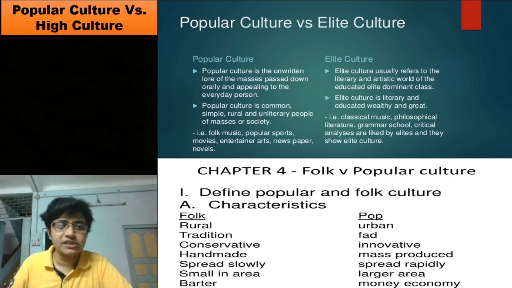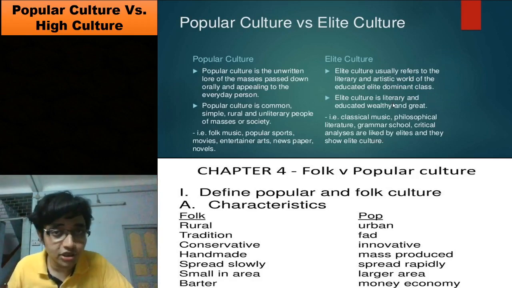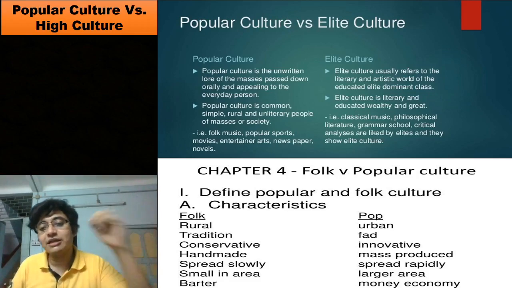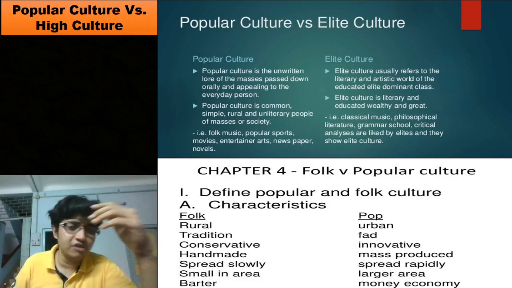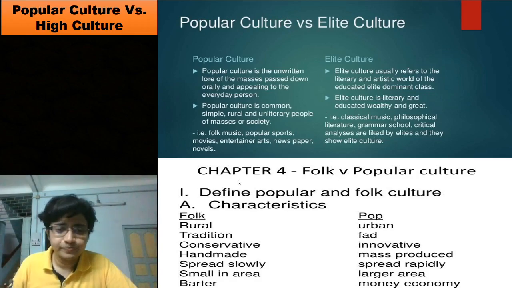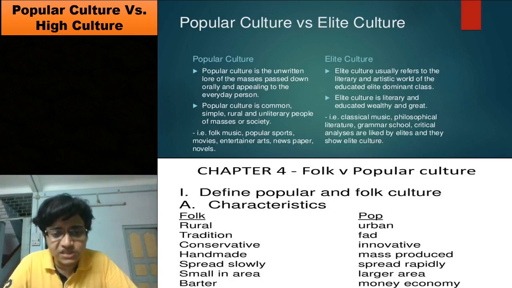So for example, folk music, charon kobiter গান, popular sports, কিছু বিভিন্ন ধরনের আমরা ছোটবেলায় খেলতাম কুমির ডানা is an example of the popular culture. While on the other hand, classical music, ধ্রুপদীর গান, উস্তাদ আমজাদ আলী খানের গান, philosophical literature, grammar school, critical analysis of the texts, are all examples of the literary, the elite culture. While rural, traditional, conservative, handmade, these things are known as the folk.